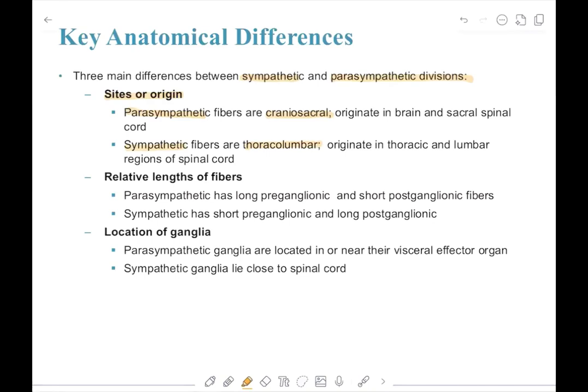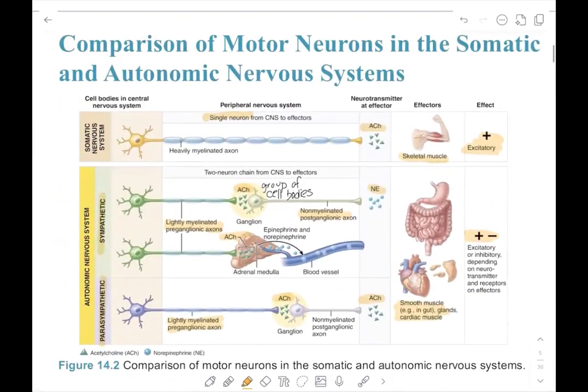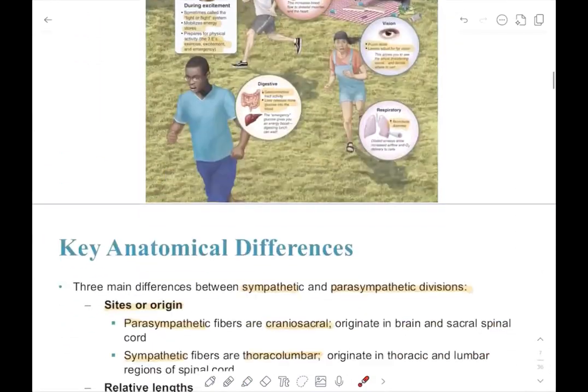As I mentioned previously, the length of the fibers are a little different. The parasympathetic fibers have a long preganglionic, and sympathetic has short preganglionic. So if I go back just a couple slides to that one, we see this difference here. So the parasympathetic here, notice it has a long preganglionic neuron, and the sympathetic division has a short preganglionic neuron.